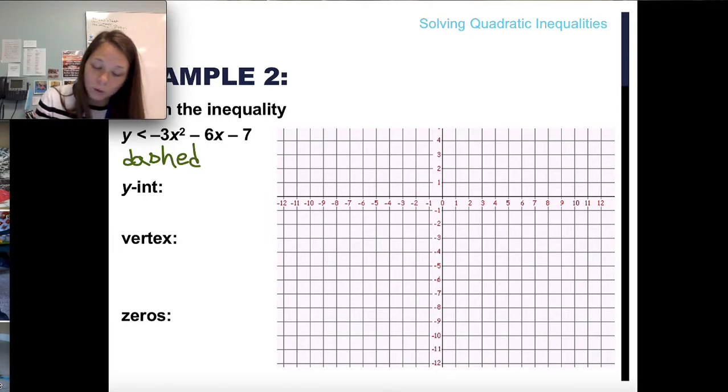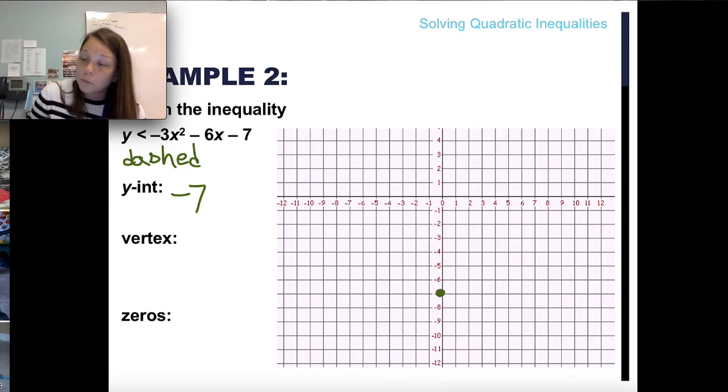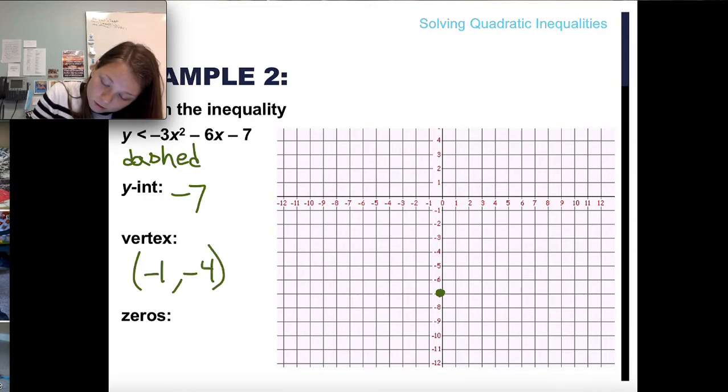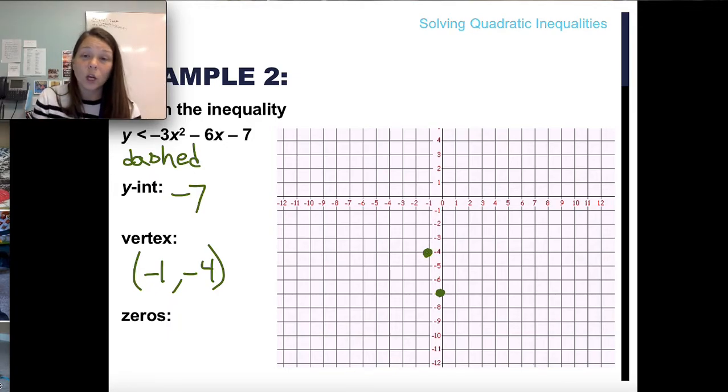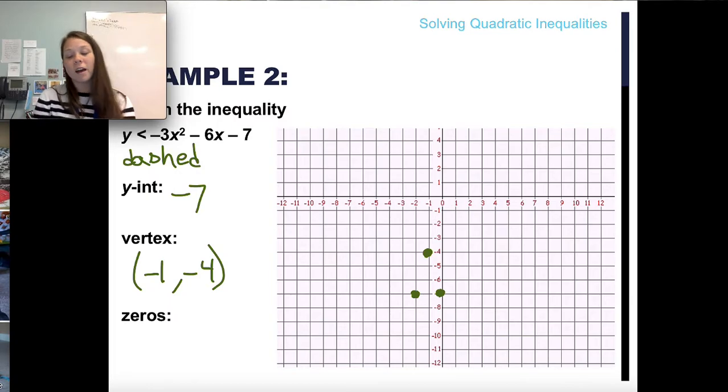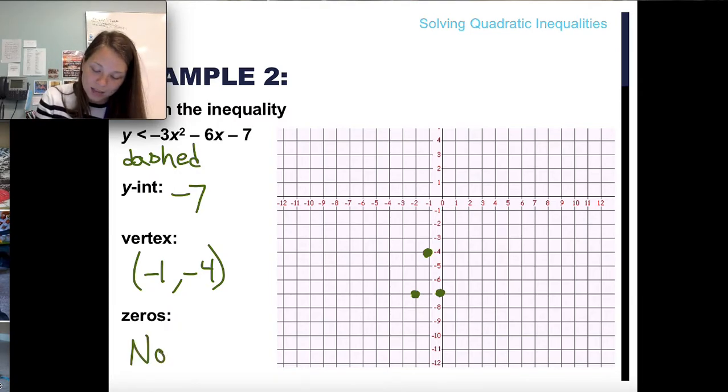So let's first find the y-intercept, and that's negative 7. So graphing that point. My vertex, if I were to figure it out, would be negative 1, negative 4. Now these are pretty nice, neat points, so I could take that y-intercept and reflect it over the axis of symmetry to get a point here. And you would find that this is a parabola opening downwards and actually never crosses the x-axis, so it doesn't have any zeros.